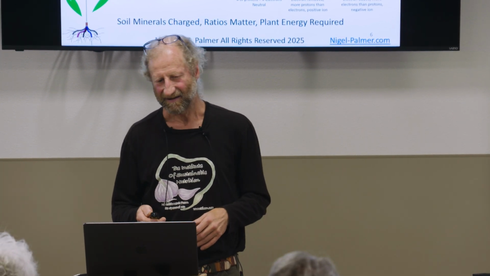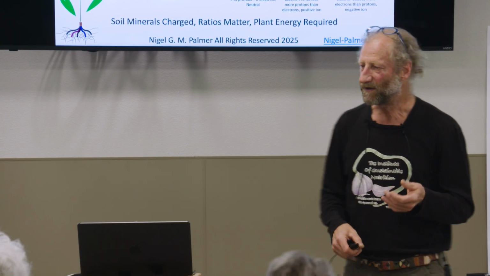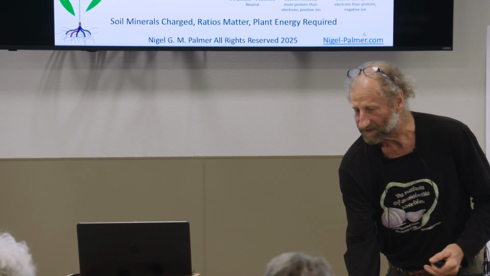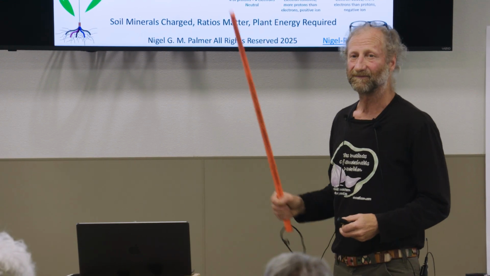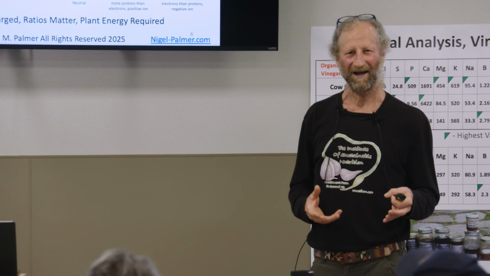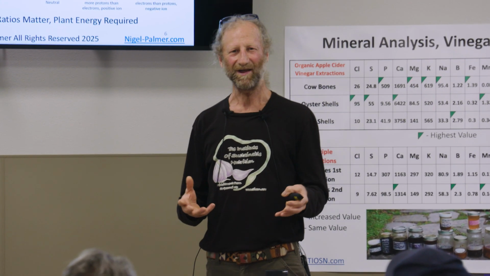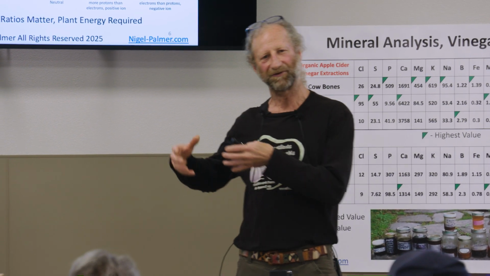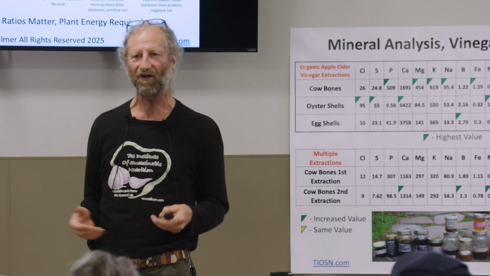Okay? The other thing about these minerals is they have to be in the right proportions. We learned that calcium wants to be 68% of our soil, and that magnesium wants to be 12% of our soil. And we learned that things like cobalt wants to be 1 part per million of our soil. Right? So all of a sudden we realize that the soil's got to be something right in order for the plant to be able to get all these minerals that it needs to become healthy.